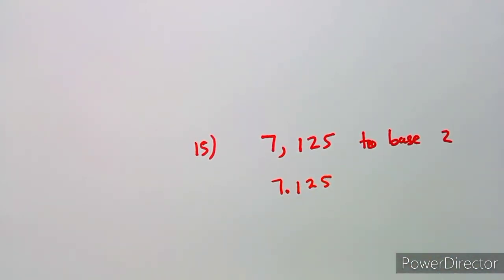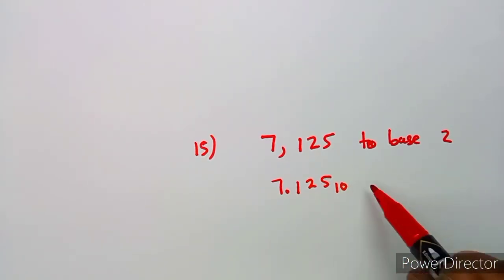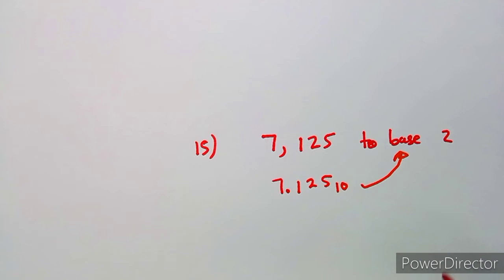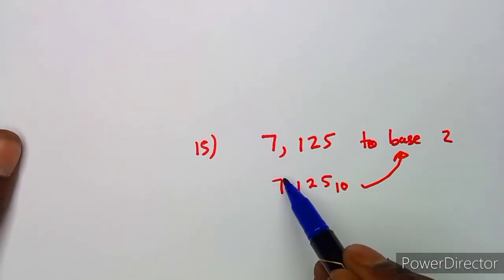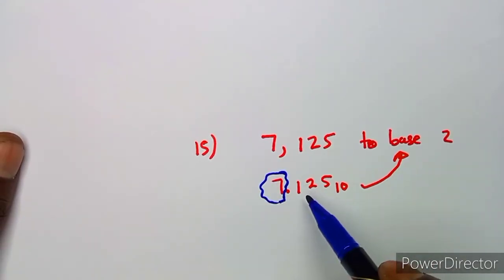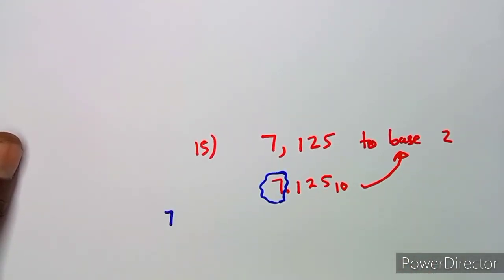That's a comma, like that. 7 comma 125 to base 2. So this is actually in base 10 and you are converting to base 2. How do I convert a decimal to base 2? Okay, so the first thing is I'm going to separate this into 2. This is like a whole number that I'm having. So let us just convert this whole number to base 2.